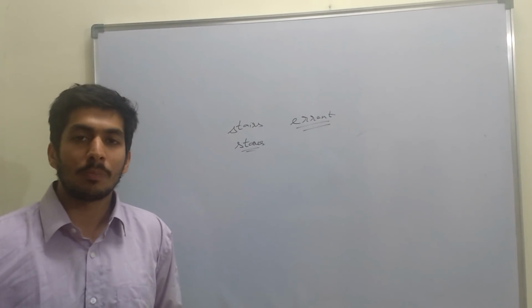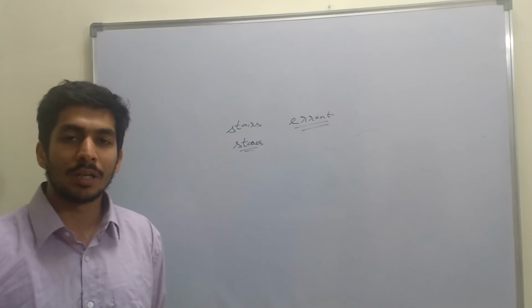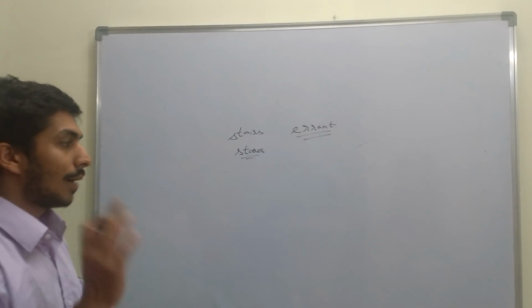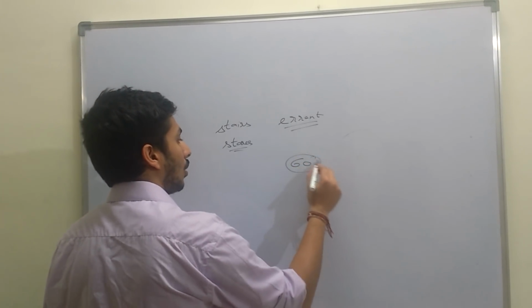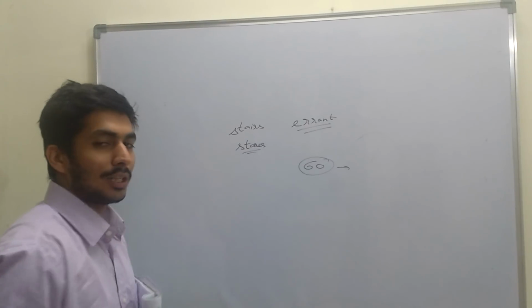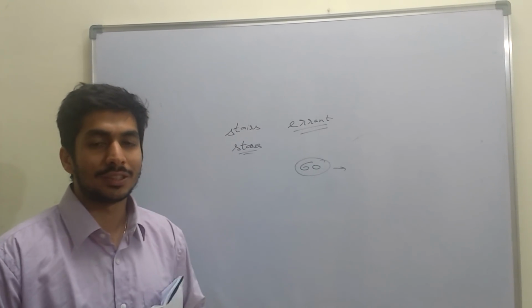Then there was a question on parallelograms, that 4 parallel lines and 5 parallel lines are intersecting each other. How many parallelograms are formed? I am not sure about this, but I think the answer is going to be 60 parallelograms. I am telling you right here, right now. So this might be incorrect, but according to me, the answer should be 60.